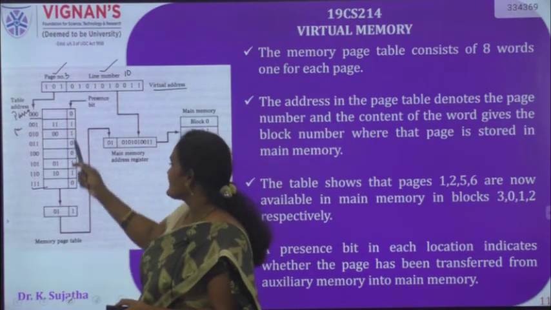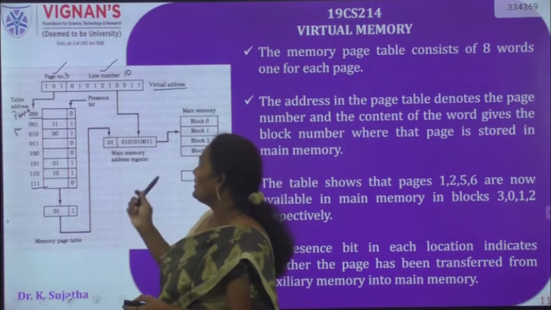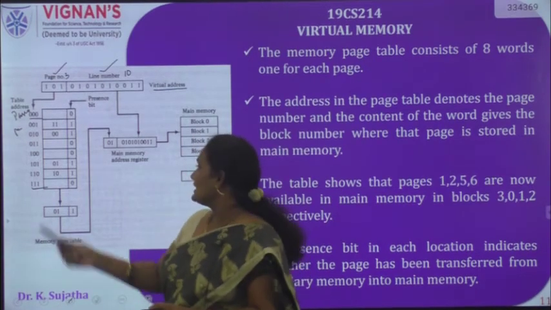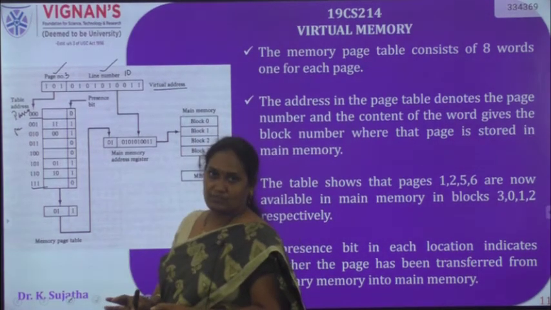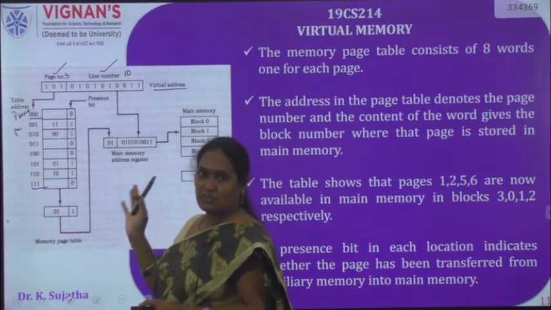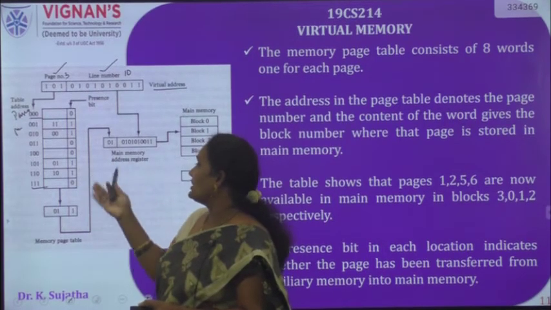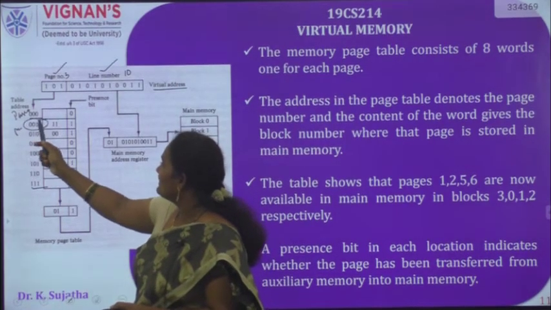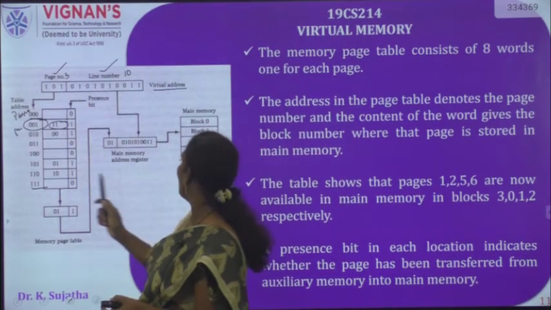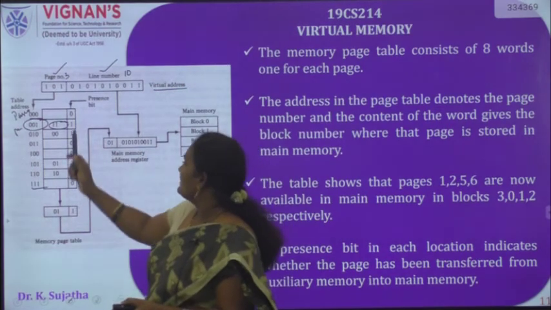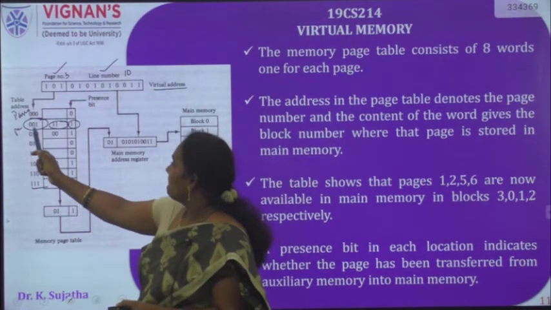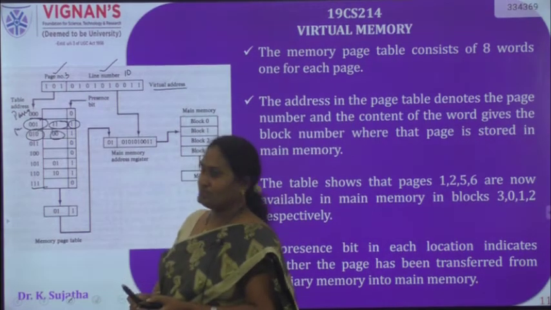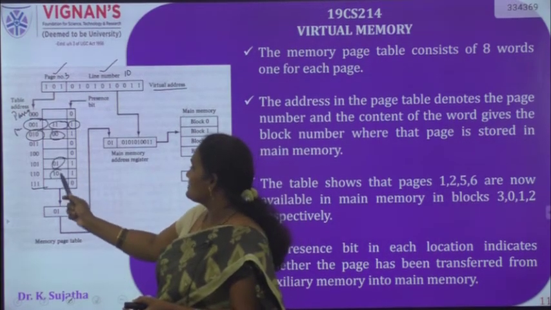So, this presence bit: if no block is mapped from any page, the corresponding presence bit becomes 0. But if any page is mapped to any block, its corresponding bit becomes 1. So, that is indicating page 1 is mapped to block 3. Its corresponding bit becomes 1. Page 2 is mapped to block 0. In the same way, these two are also mapped.